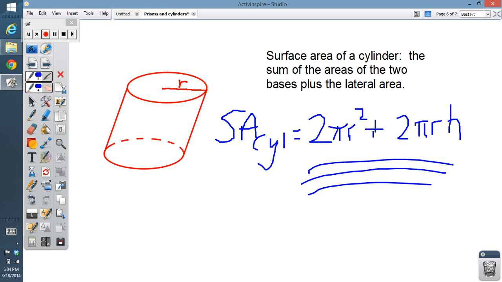Now we have something fairly simple. Okay, once again, we're not going to use every one of those components, but for a cylinder in and of itself, the surface area is 2 pi r squared for the bases plus 2 pi r times h for the lateral area.